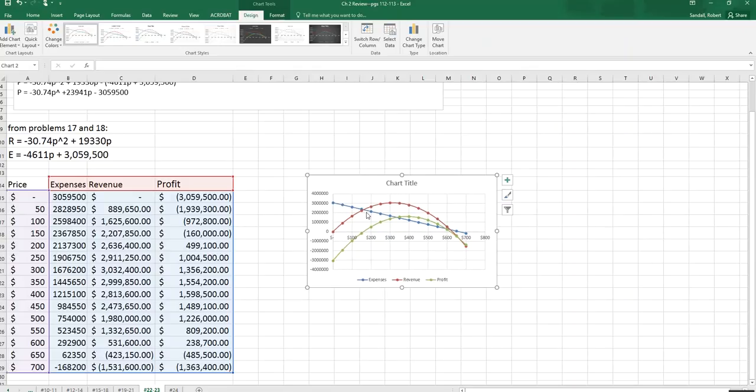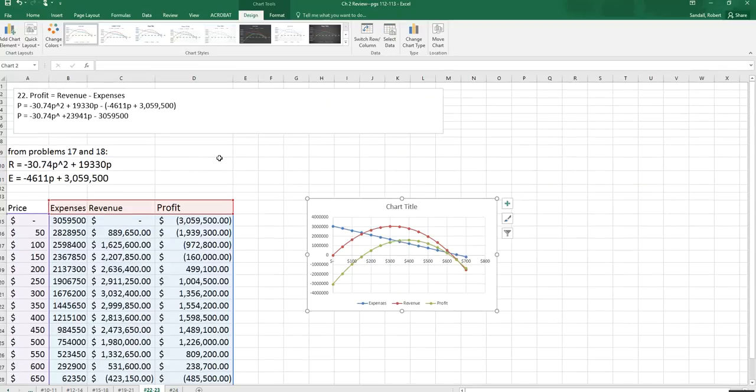And we can see that we have our expenses, our revenue, and then our profit is this green line coming through here. So we want to estimate what our maximum profit is here. If we look at our chart, we can simply estimate that our maximum profit is going to be somewhere in the range of this $400 mark here. This is where our profit is maximized, somewhere around this $400 mark here.